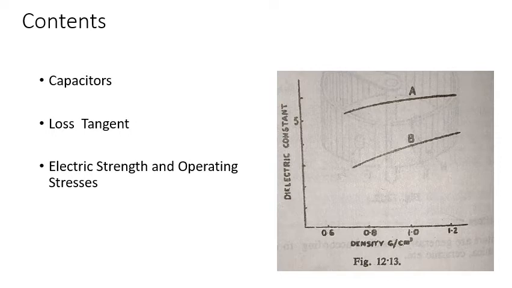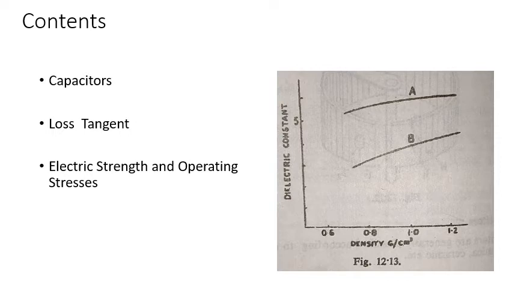The three grades of paper usually available are the regular, low loss, and extra low loss, and the dielectric constant is shown in the figure. A and B: the A curve is for one type of dielectric and B is for a different type. There is the dielectric constant on the y-axis and the density on the x-axis, depending on the type of dielectric used. So this figure shows how the dielectric constant is related to the paper density and impregnated dielectric constant.